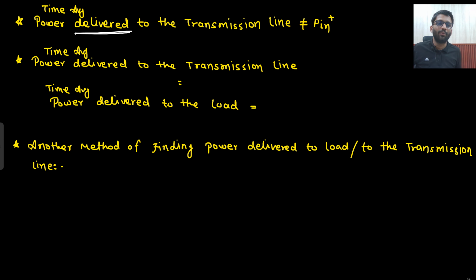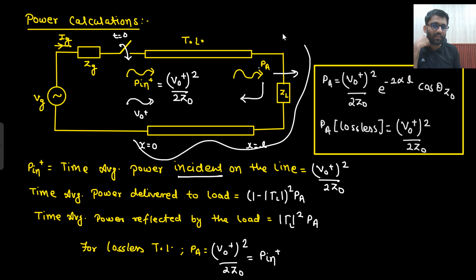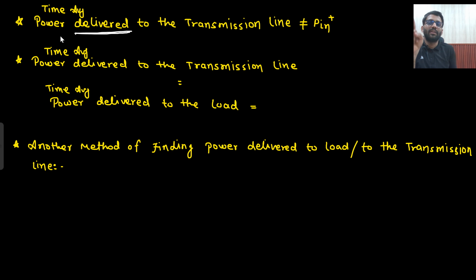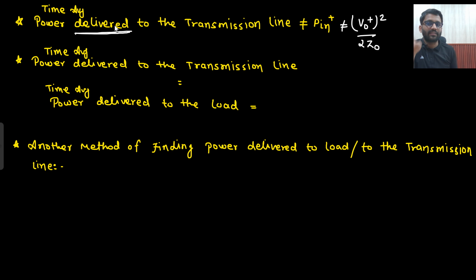So at steady state, what do we do? We replace our complete transmission line with Z-in. So there are two different terms. Power delivered to the transmission line is not P in plus. It is not your V0 plus square divided by 2Z0. No. Here V0 minus will also come into action. So power delivered and power incident are two different things with respect to the transmission line. So if they are asking power incident on the transmission line, then this is the formula. And if they are asking power delivered to the transmission line, which formula will you apply?